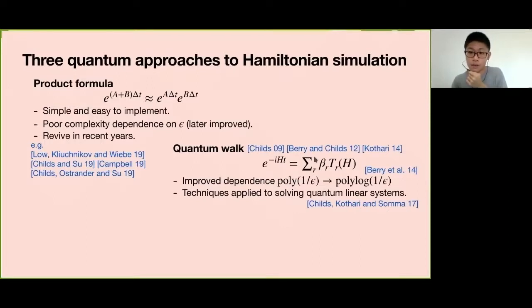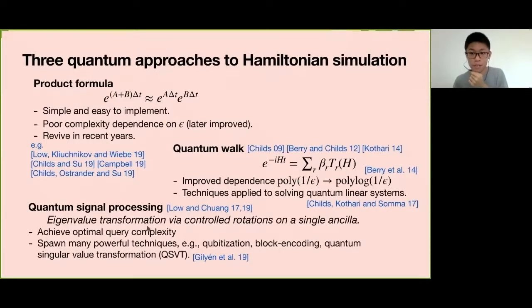And the central idea of this approach is to expand the target unitary into a series. So as you can see here, T sub R of H is the degree R Chebyshev polynomial of H. Now we can think of it as an operator that can be obtained from the so-called quantum walk process. Once we have these operators, then we can linearly combine them with the technique of linear combination of unitaries, also known as LCU methods, to obtain an approximation of the target unitary. And techniques that emerged in this approach are also applied to other quantum algorithms, including solving quantum linear systems.